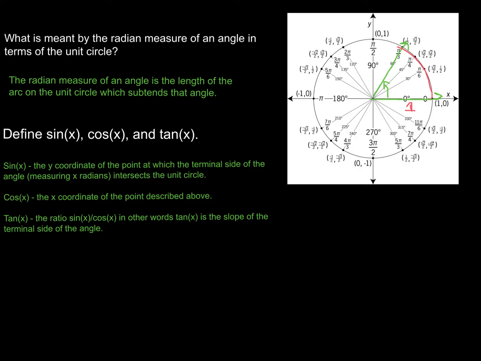Cosine, sine, and tangent. The sine of an angle x, so say this were my angle x here, I rotate that many radians. The sine of that angle is the y-coordinate at the point where the terminal side, where my angle stops, intersects the unit circle. Cosine is the x-coordinate. And then tangent is the ratio between sine and cosine. In other words, sine being the y-coordinate and cosine being the x-coordinate, we can think of tangent as being the rise, so the y-coordinate, over the run, or the x-coordinate, and therefore is the slope of the terminal side of the angle.